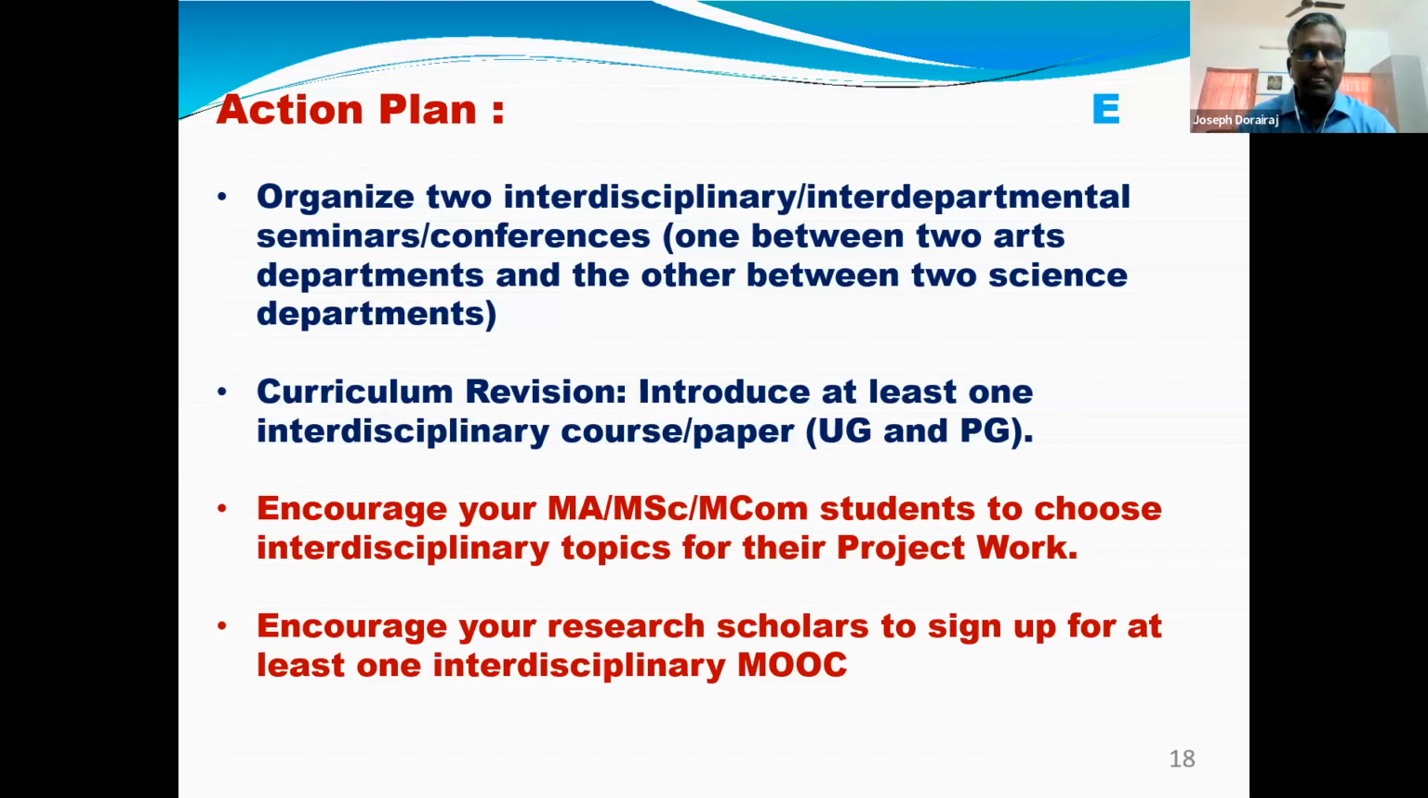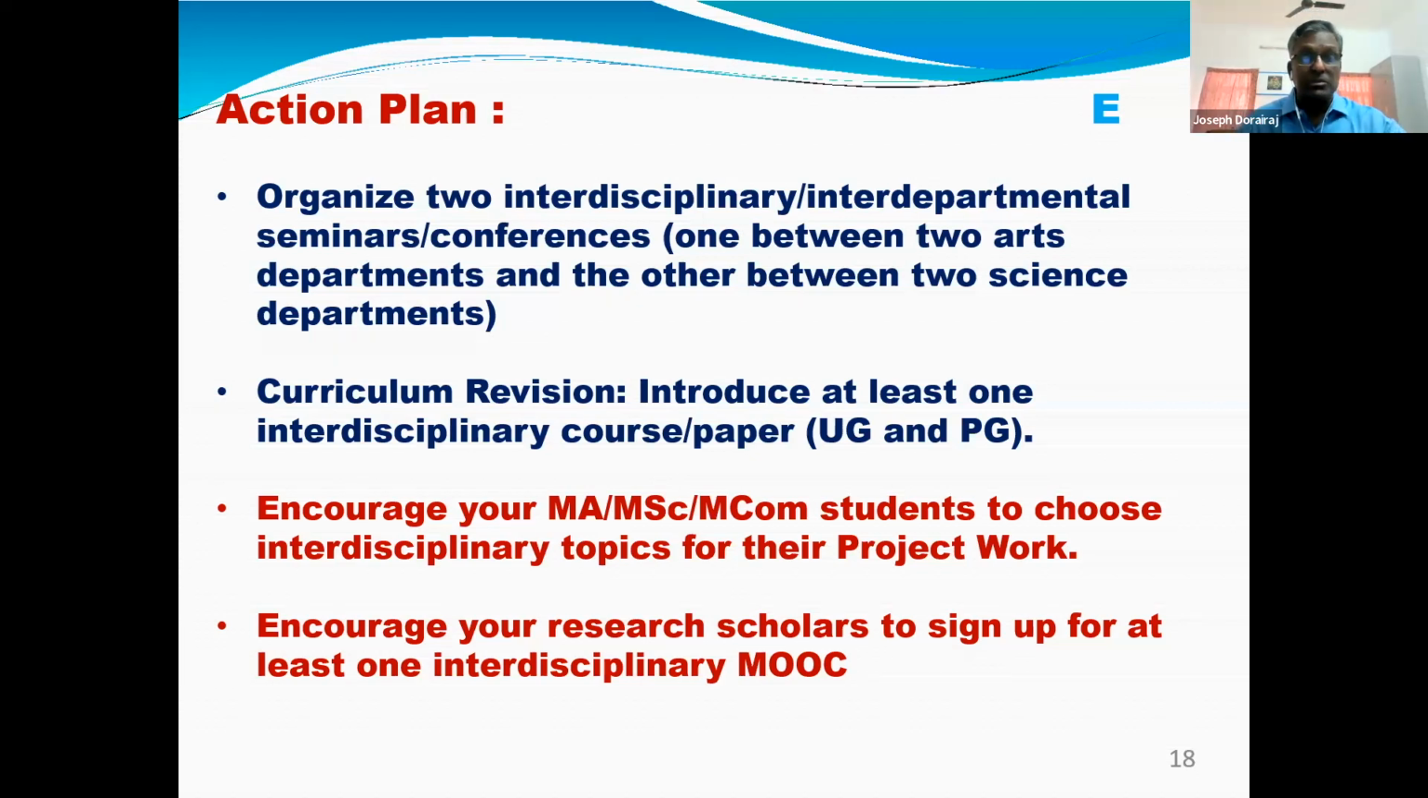Number one, as departments, as schools, as faculties, maybe you can think of organizing some interdisciplinary or interdepartmental seminars or conferences. Maybe two departments from the humanities can come together, two or more, not necessarily restricted to two, and you can organize a seminar or a conference. And similarly, two from the science departments, the science school, the science faculty, particularly hard sciences, physics and chemistry, or life sciences and chemistry, or you can involve mathematics as well, computer science. So two from humanities and two from sciences. You can think of a joint endeavor, an interdisciplinary endeavor. So that is the first point that I wanted to talk about.